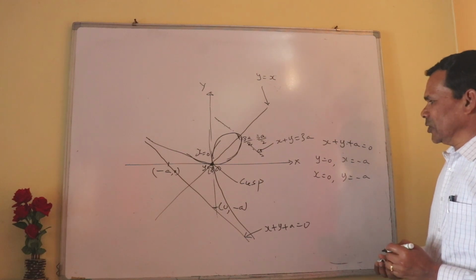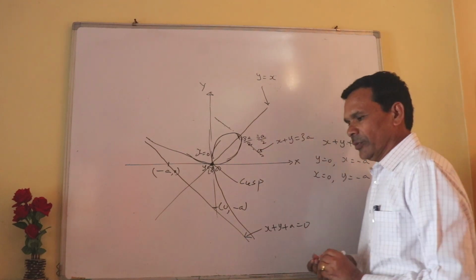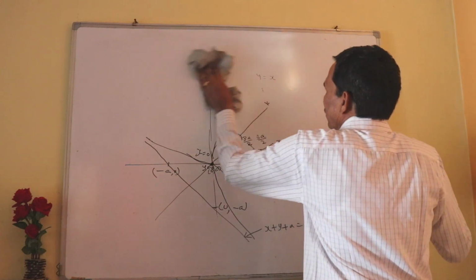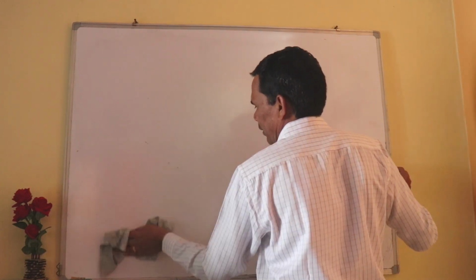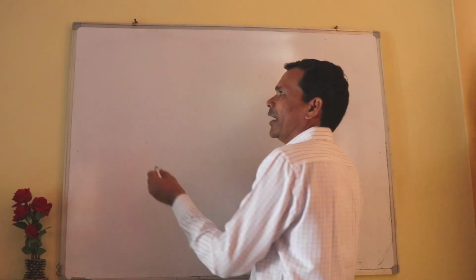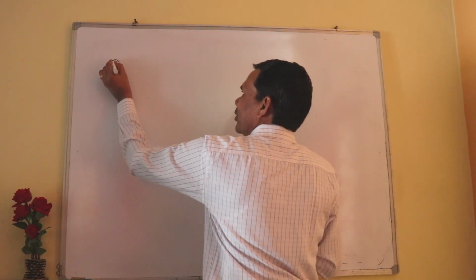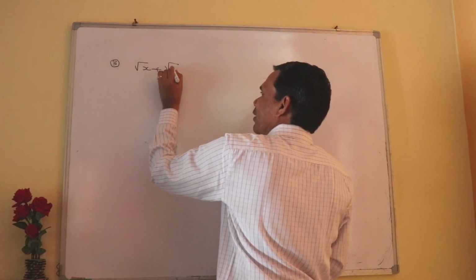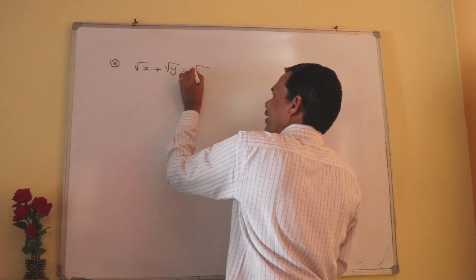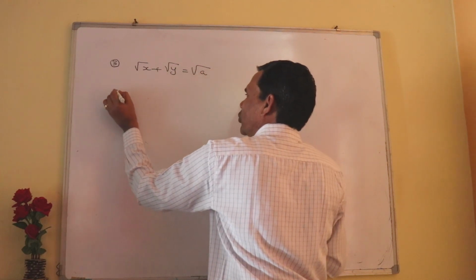It is a standard curve. Now we go for another curve here quickly, curve number 3 in the Cartesian form. Trace the curve root x plus root y is equal to root a. Now we go with the procedure.